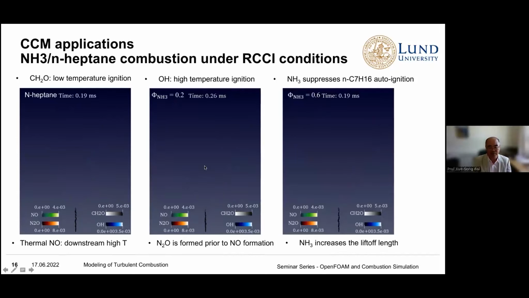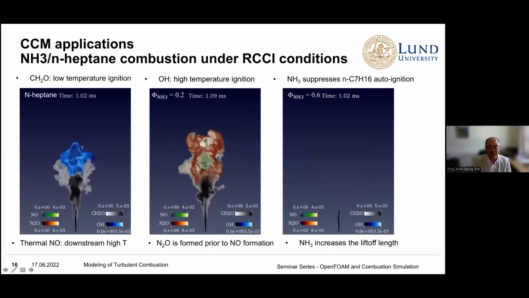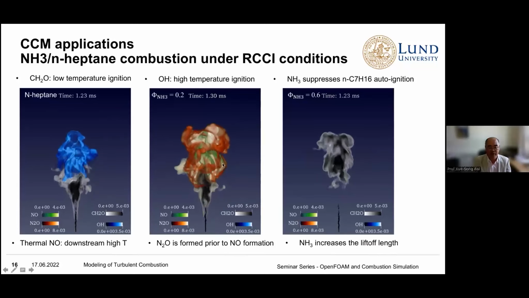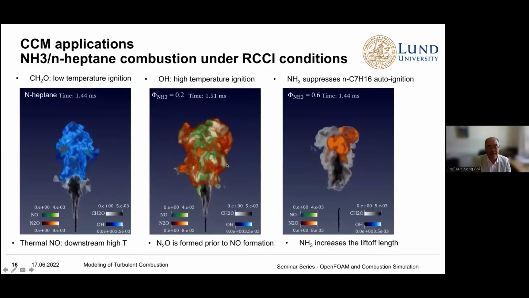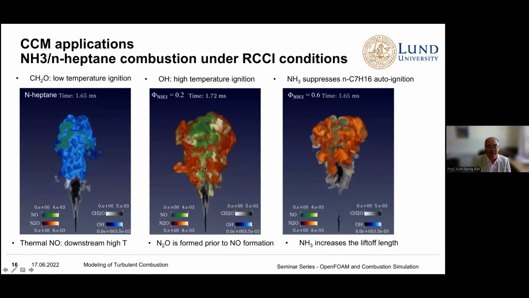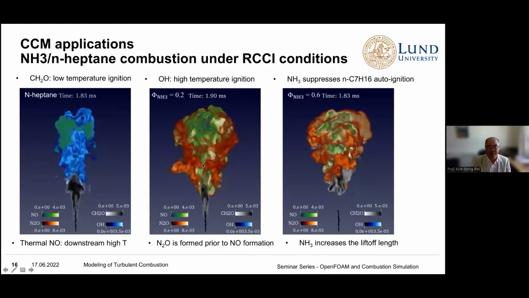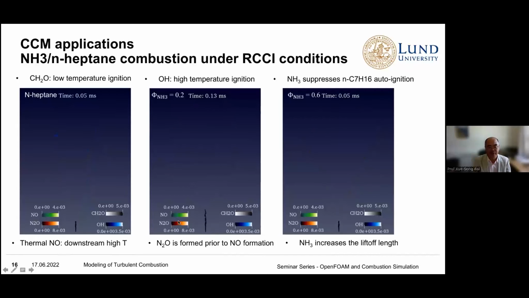Another point I want to make is the distribution of NO and N2O in such a flame. Actually, N2O is only in the thin layer surrounding the hot center region. So N2O is a greenhouse gas species with high impact.